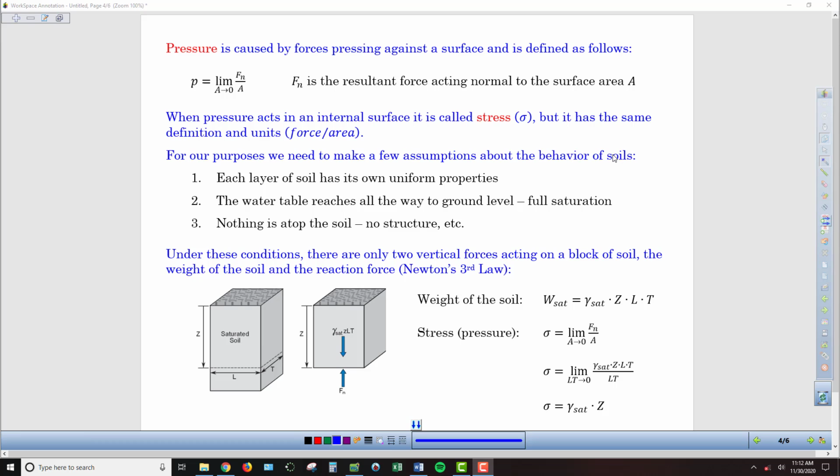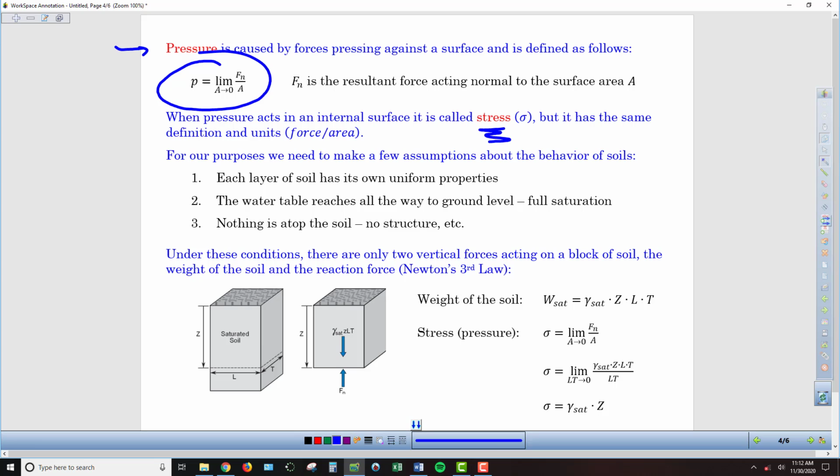So when looking at forces that are acting inside of a material, one variable that we introduce is what we refer to as pressure, or inside of a material it's called stress. But pressure is defined as being a force per unit of area measurement. And so we calculate it by applying this limit.